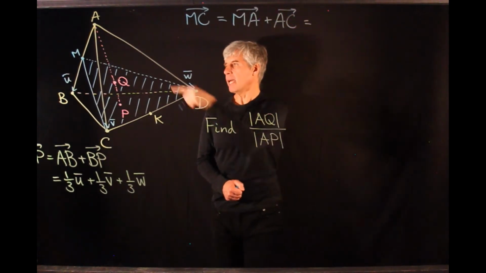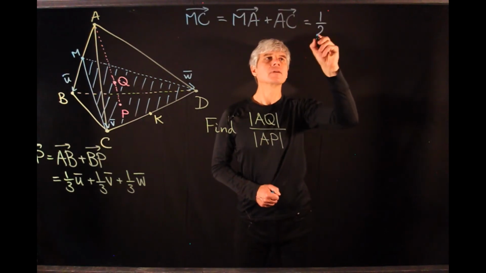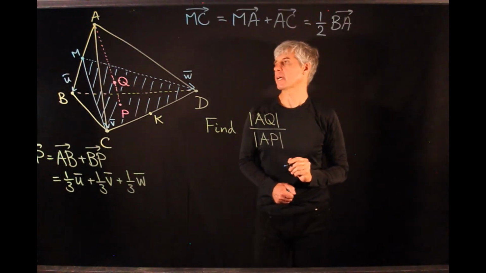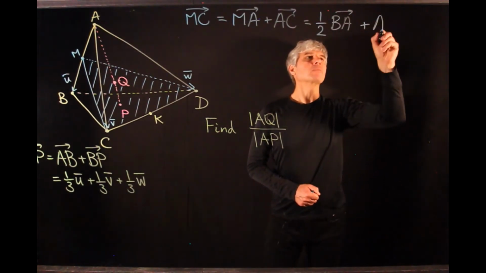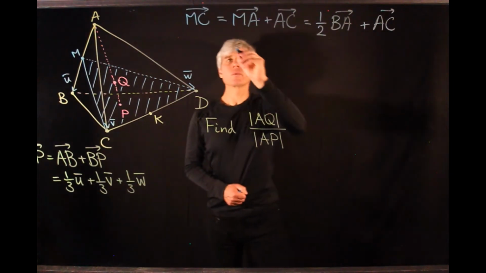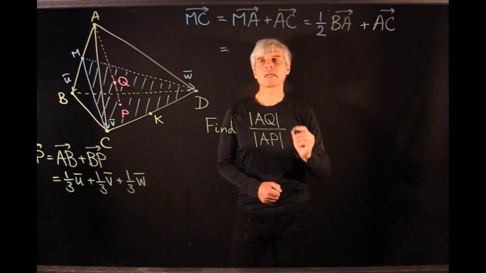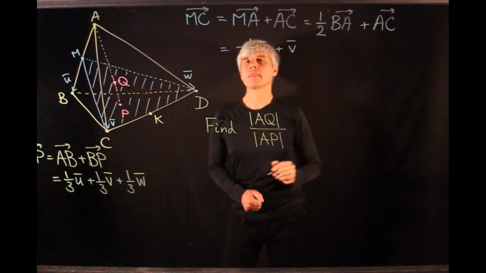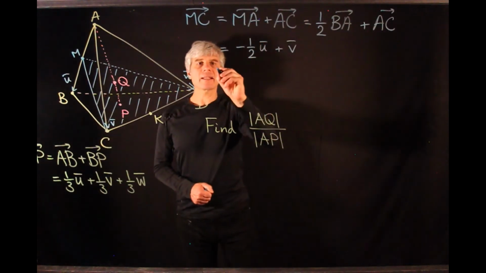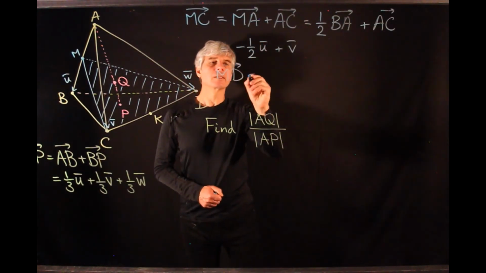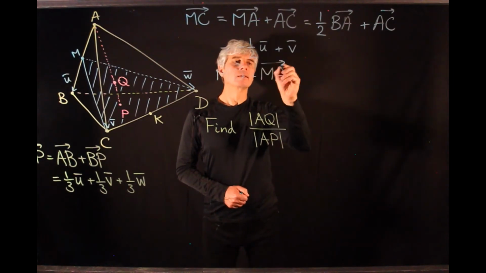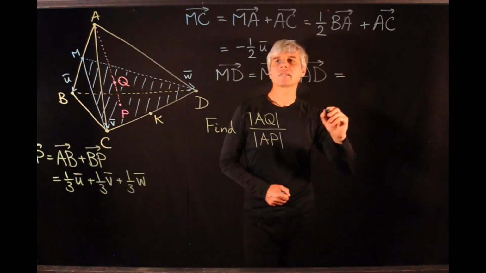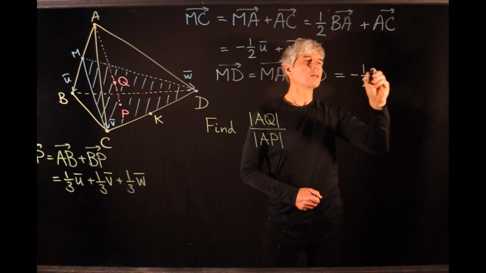And then MA is 1/2 of BA, because M is the midpoint of AB. And we have plus AC. And so what we get is BA is negative U, so we get minus 1/2 U plus V. We deal with MD in exactly the same way. So MD is MA plus AD, and we're going to get minus 1/2 U plus W.